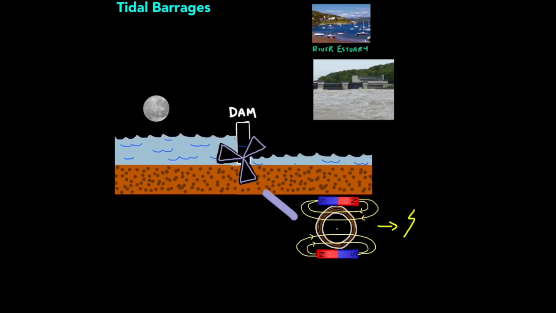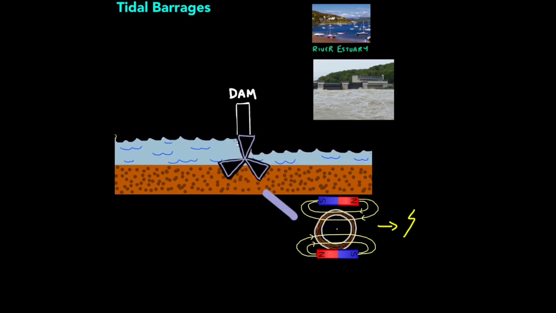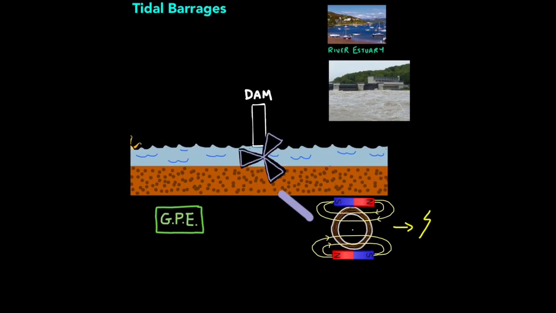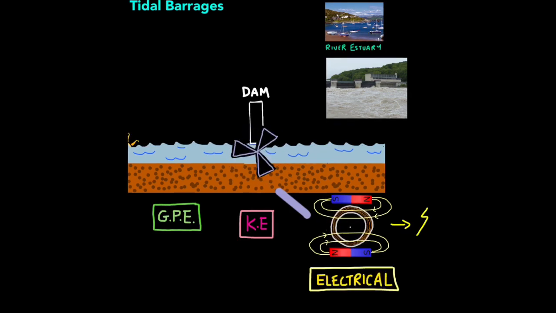When the tides are up, we can hold that water back. You can see now the water has a store of gravitational potential energy we can tap into. So beneath the dam are a series of turbines which, as the water flows through, turn the turbines which drives the generator which produces electricity, like so. So here the gravitational potential energy in the water is transferred to kinetic energy in the turbine as the water moves through the dam, which is transferred to electrical energy by the generator.